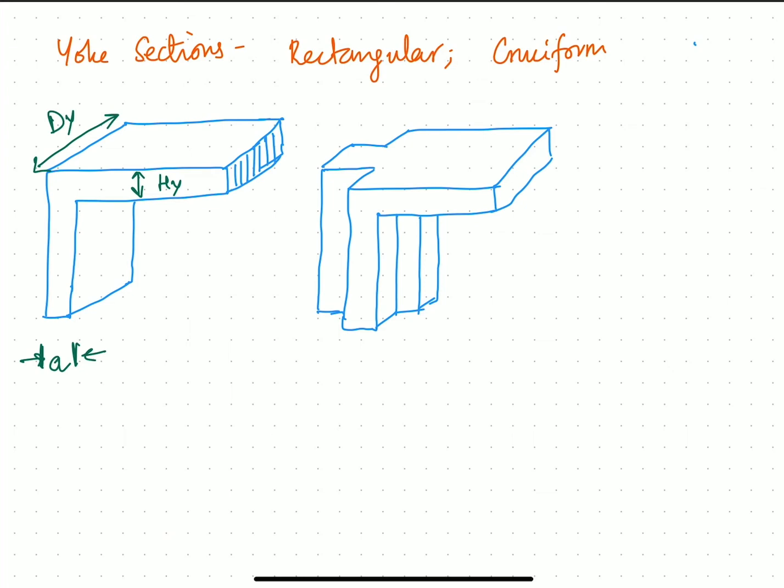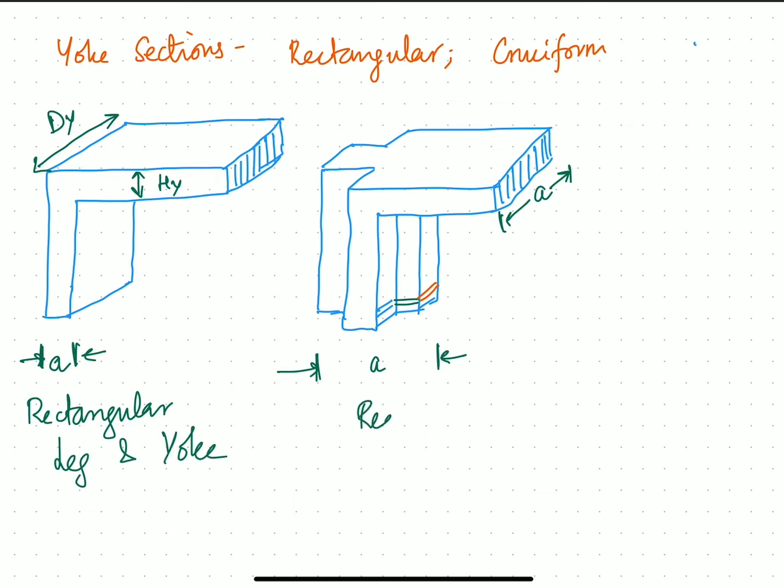I hope you are able to make out what I'm trying to show you. So this is one face like this, and this face is like this. Okay, and this is faces like this. Okay, so what is this? This is the dimension A, from this end to this end. So this is a rectangular leg and yoke.